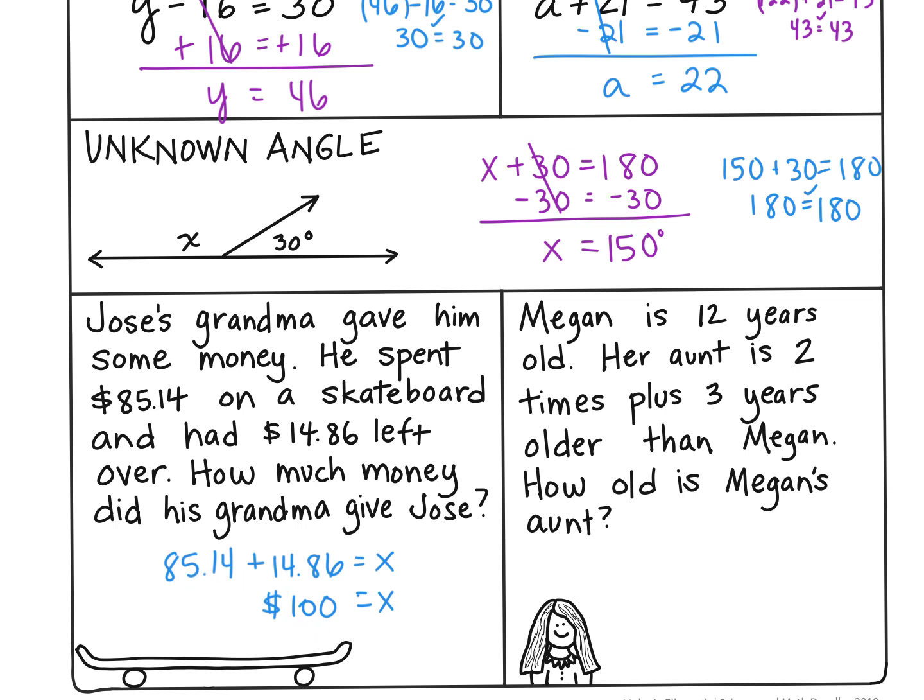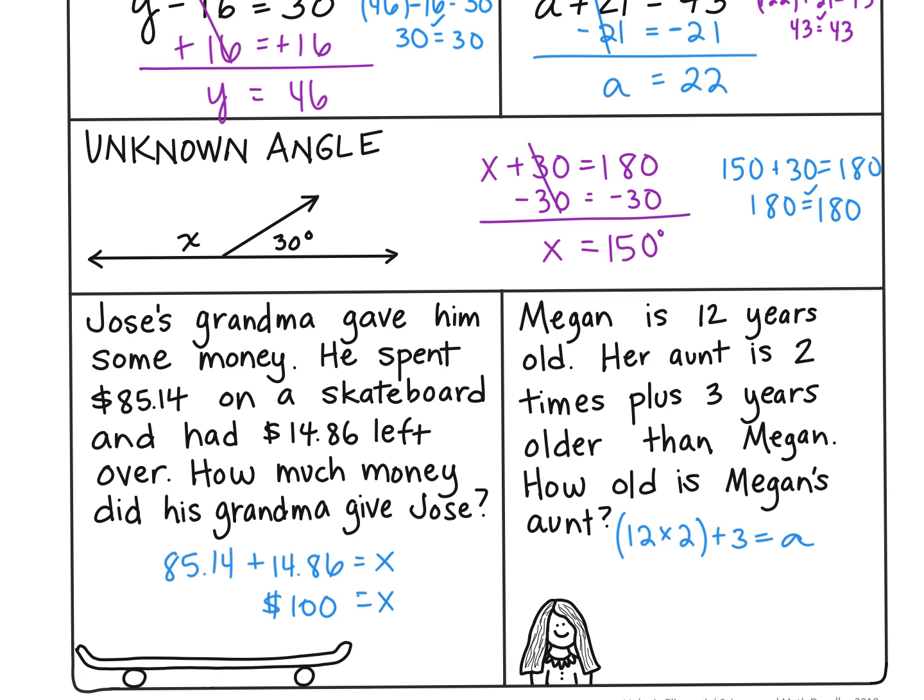Okay, now look at the right side. Megan is 12 years old. Her aunt is 2 times plus 3 years older than Megan. Wow, what does that look like if we're trying to figure out how old Megan's aunt is? Okay, so 2 times plus 3. What am I multiplying 2 times by? 12. So I have 12 times 2 plus 3. Well, I want to group 12 times 2 and then add 3 later. That's what her aunt's age is going to be.